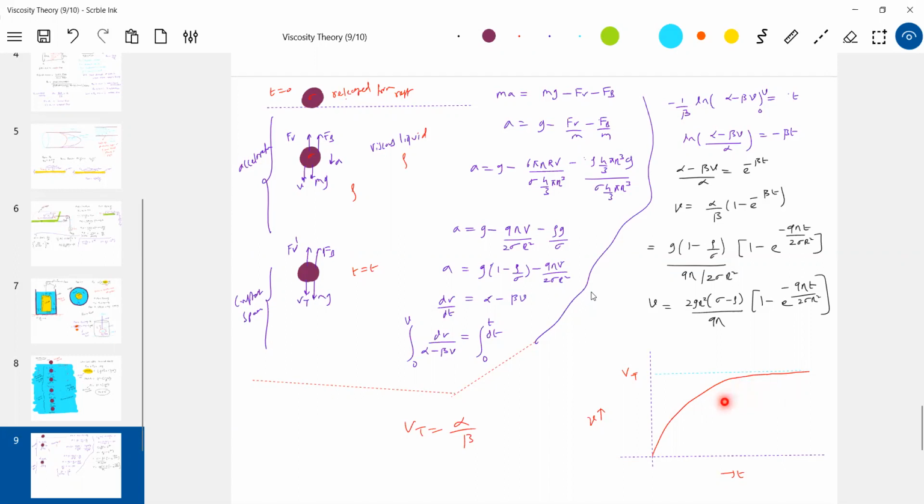So what is the type of question they ask you? It's pure kinematics. Find the acceleration of the sphere. There's a sphere.